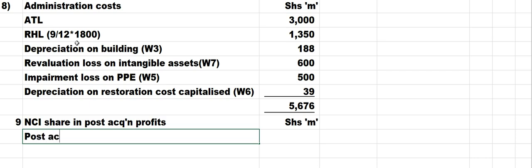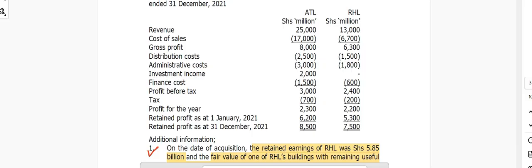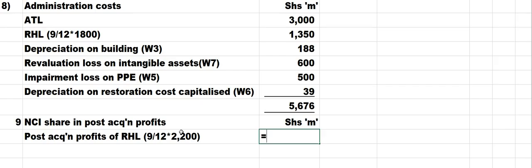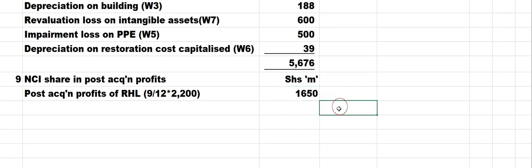So we have the post acquisition profits of RHL, and that is 9 out of 12 times those profits. The profits are how much? Profit for the year of the subsidiary. That's 2,200. So 9 out of 12 times 2,200. That gives us 1,650. Those are the post-acquisition profits.